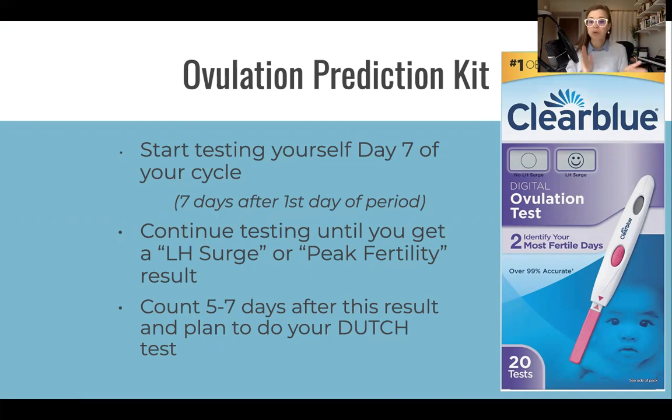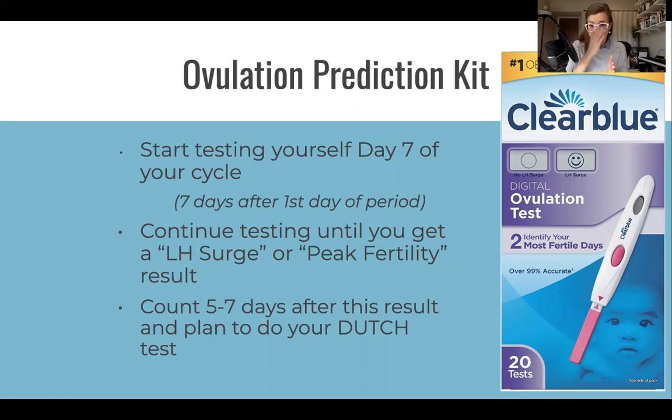You can use other ovulation predictor kits. You'll just need to make sure that they sync up. You'll still follow the instructions the way we give them here, but you can start testing yourself day 7 of your cycle. So 7 days after the first day of your period. You're going to continue testing and peeing on this strip usually every morning until you get something like an LH surge or peak fertility, whatever language your test uses.